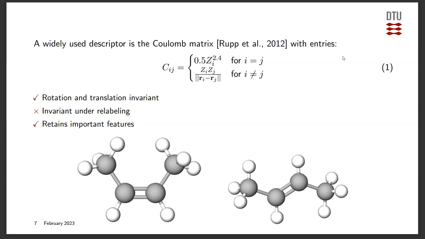But the problem here is that the order of the rows and columns is arbitrary, so it's not invariant under the relabeling. But it does keep all the important information because you can actually go from this representation back to the coordinates and atomic numbers. So you don't throw any information away. When you, Peter, why is this a strange exponent 2.4?